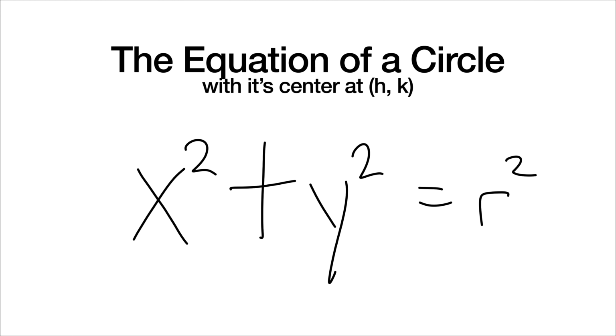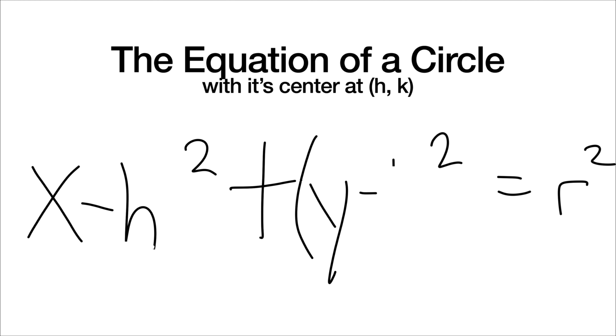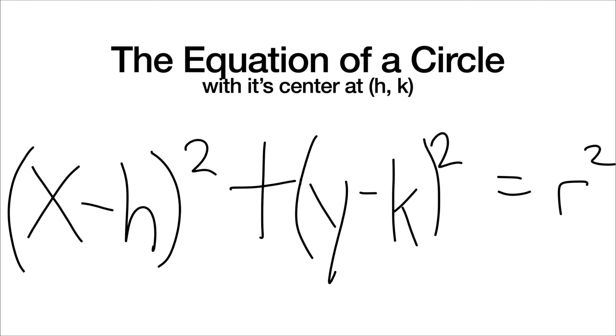So what we have to do is take that same equation of a circle that we just did, but expand it with the center (h, k) by subtracting out that center: (x minus h) squared plus (y minus k) squared, and that's still going to equal the radius squared.